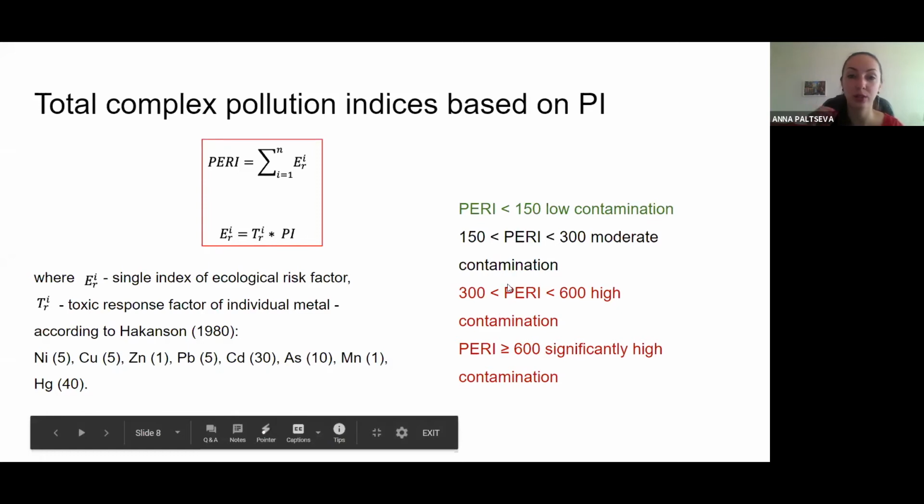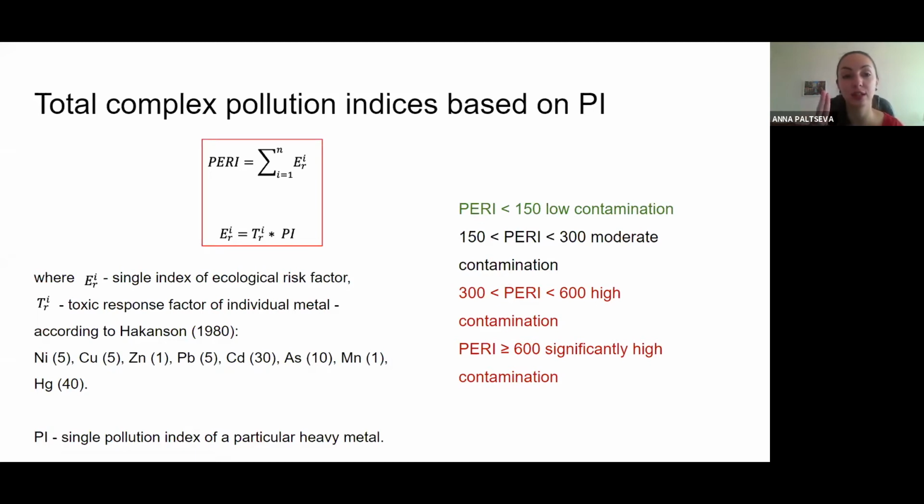Because once you calculate different indexes today, we will ask you to calculate at least 2 single indexes and then 2 complex pollution indexes, then you will need these guidelines to tell us what it is. Is it polluted, is it not, and then compare between different functional zones.